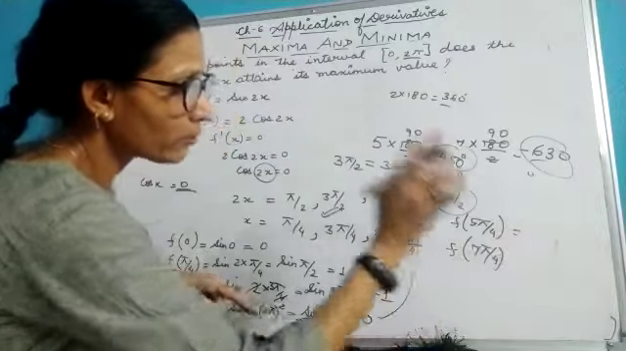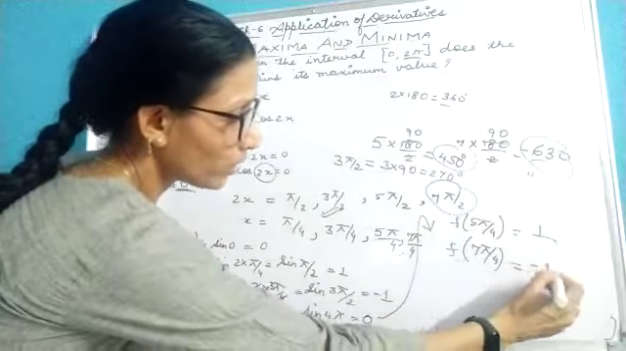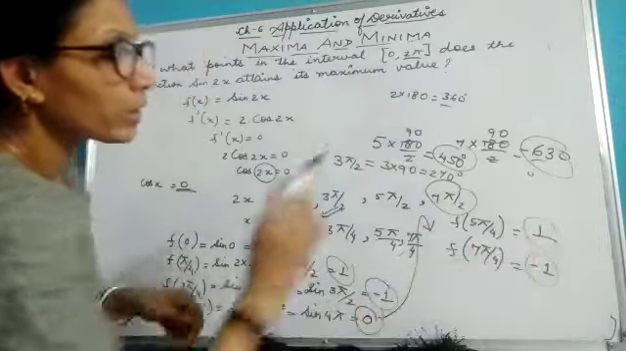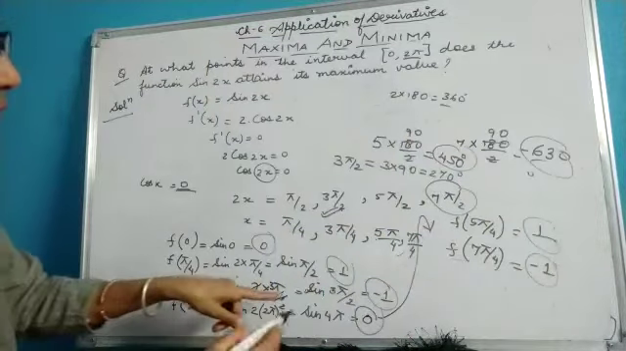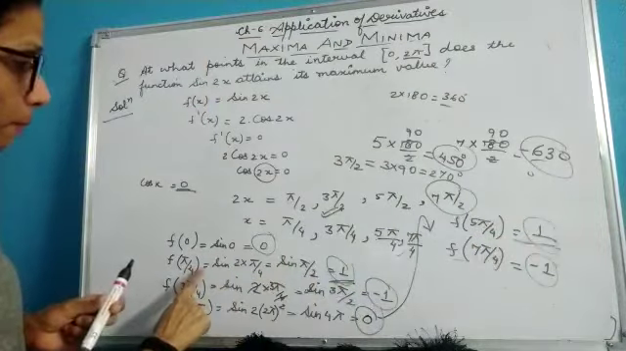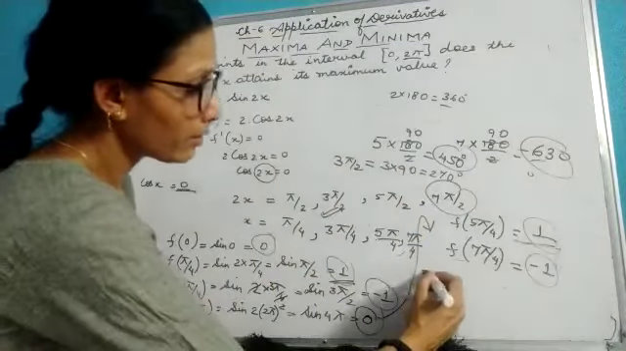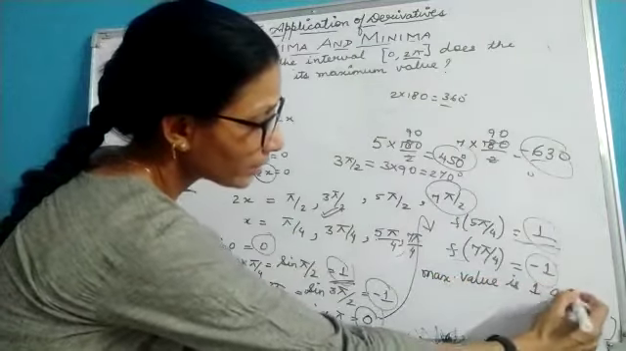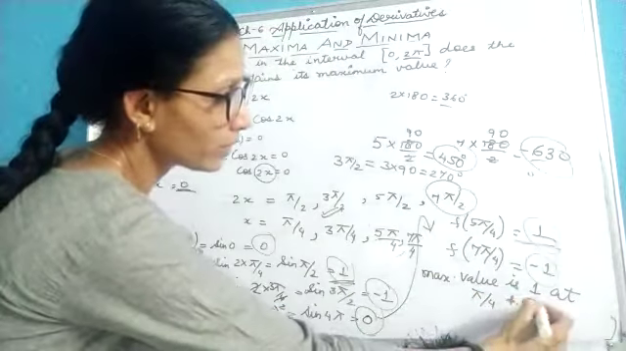When I check for this, it will become positive 1, and for this it will become minus 1. So these are the values which I am getting. Now you need to find out the highest, that means the maximum value here. So the maximum value is coming out to be 1. So at pi by 4 and 5 pi by 4 I am getting the maximum value. So I will write: maximum value is 1 at pi by 4 and 5 pi by 4.